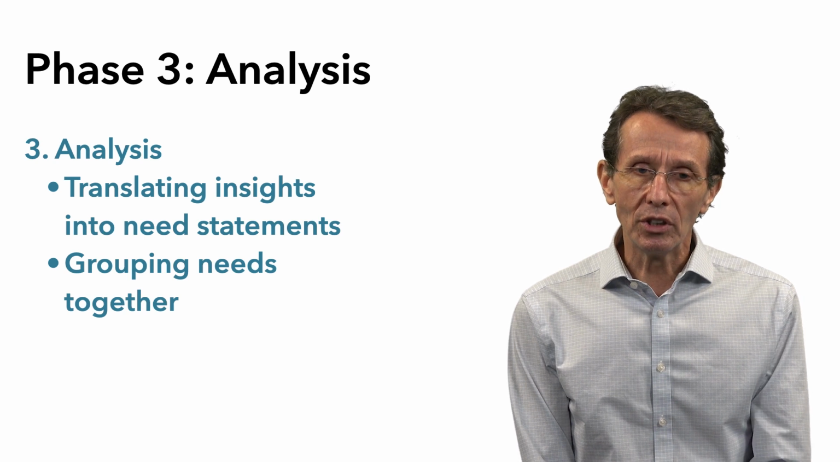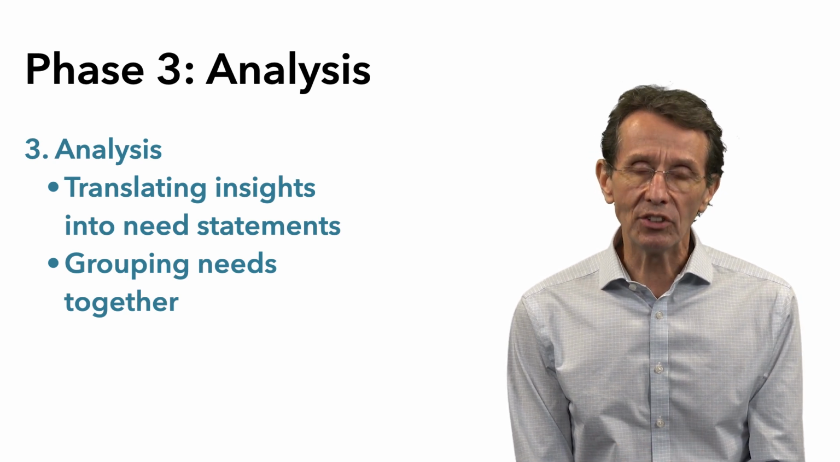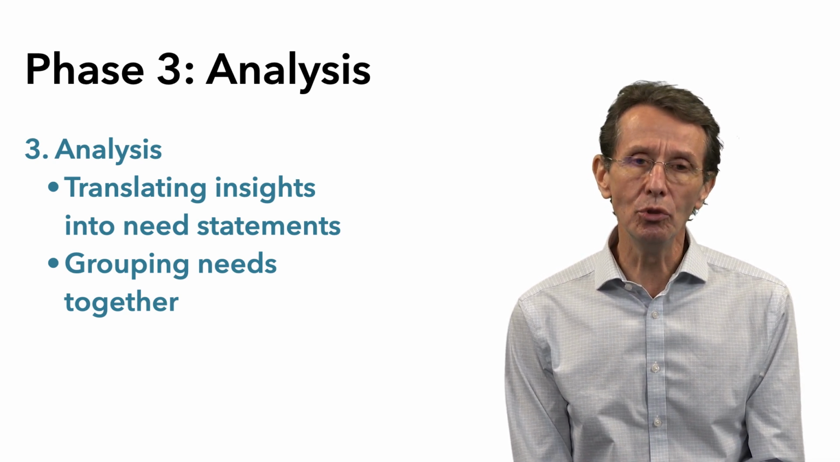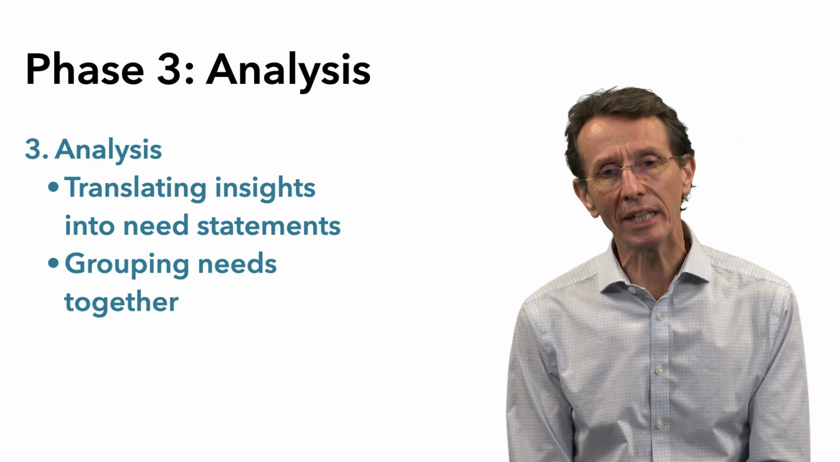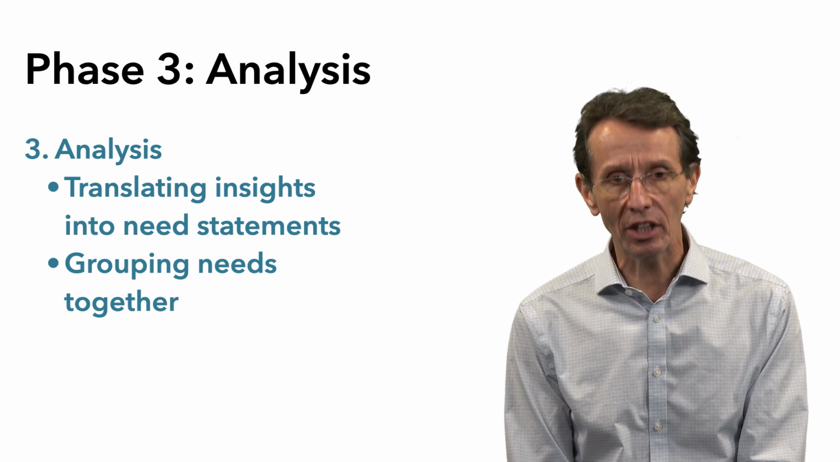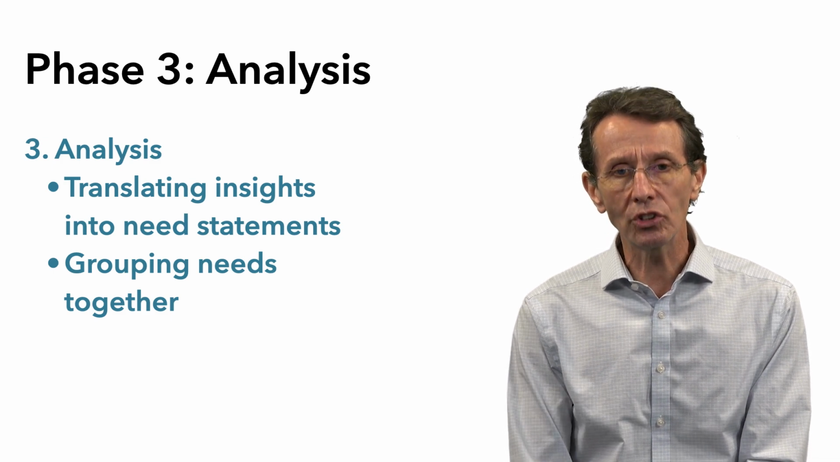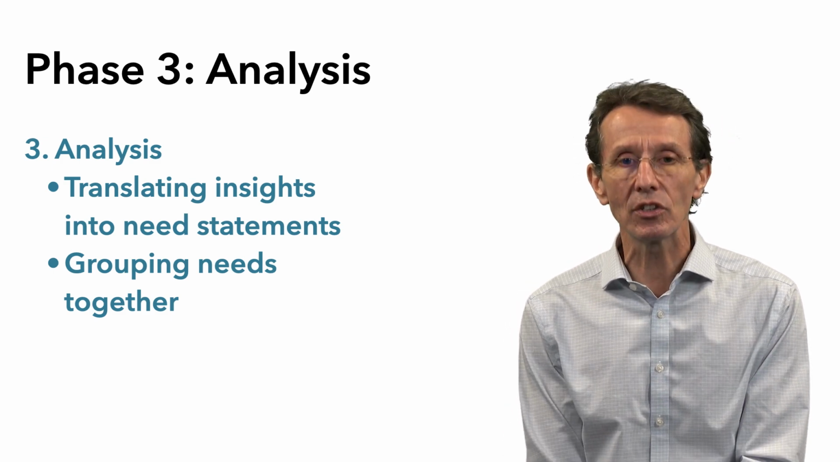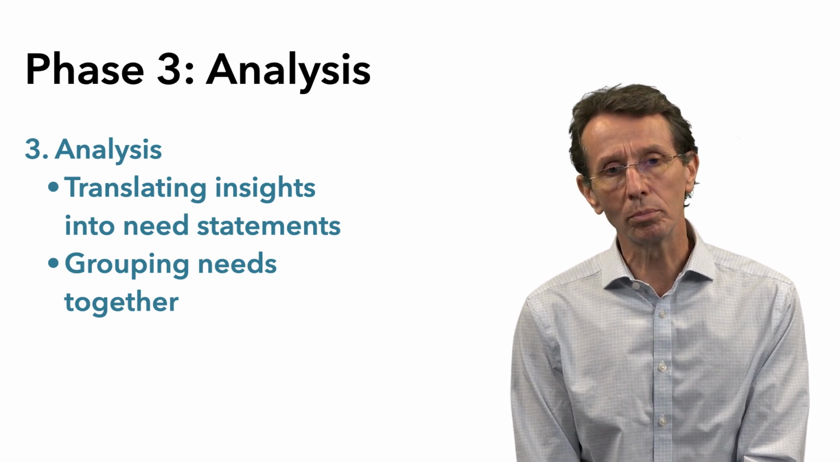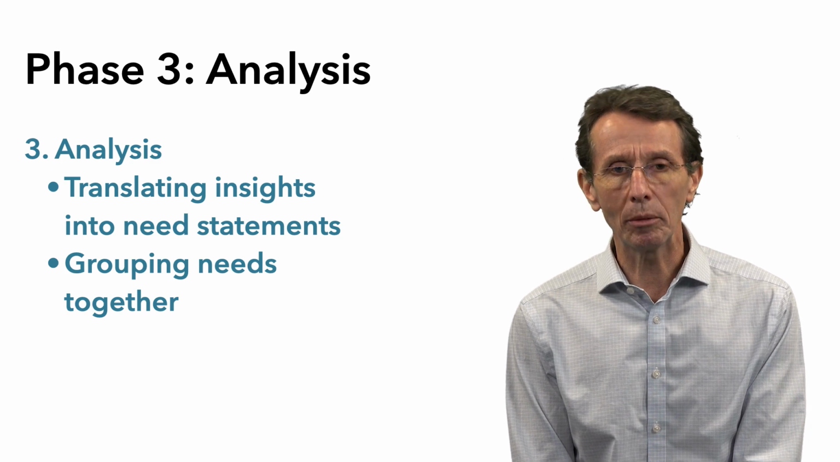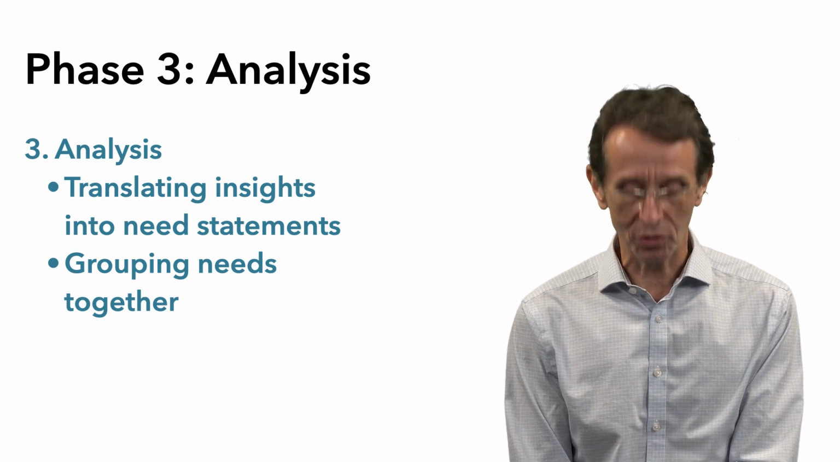Using observational research to identify needs in the analysis section, we carry out 2 main tasks. The first one of those is translating the insight that we gathered in the field into need statements, and then grouping or clustering, sometimes the word used is affinitizing, those needs together in order to reduce the number for subsequent prioritization. And the reason for doing that will become clear when you actually start to do field research.